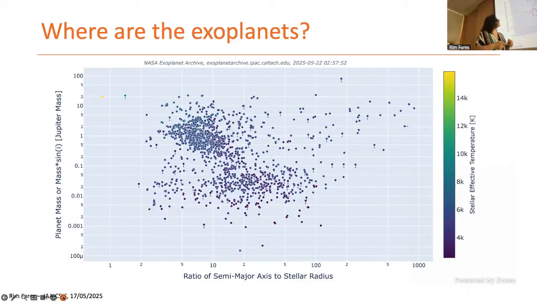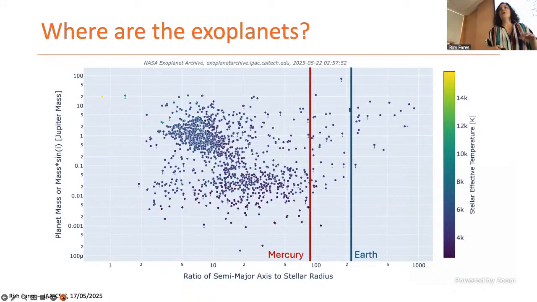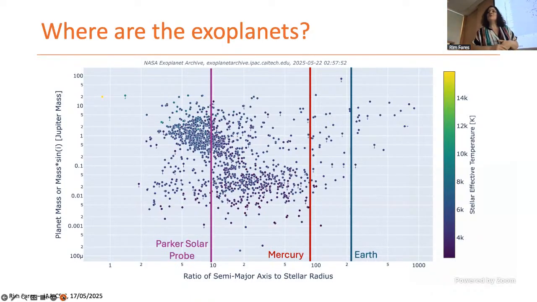So you see, we do have a lot of exoplanets a little bit everywhere. But just so we put it in context, if we plot Earth and Mercury in our own solar system, this is where they would be. Earth is at about 215 solar radii, and Mercury is a little bit less. And if some of you are interested in studying the sun, and like me, you were interested to know if Parker's solar probe will survive its closest approach to the sun, this is where Parker's solar probe was approximately in its closest approach to the sun.